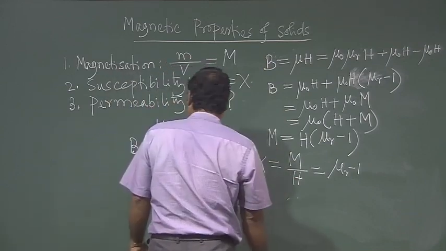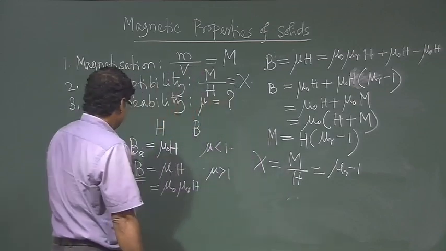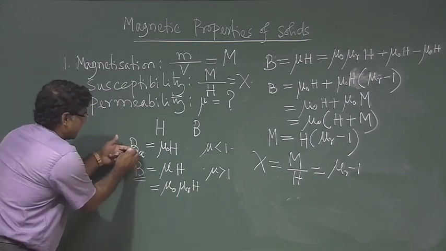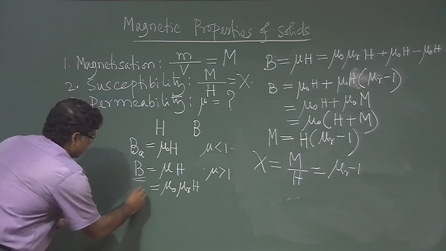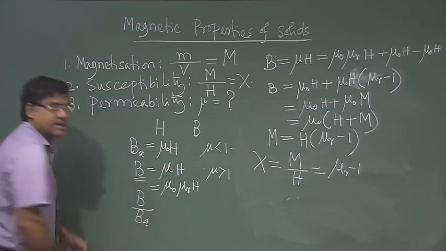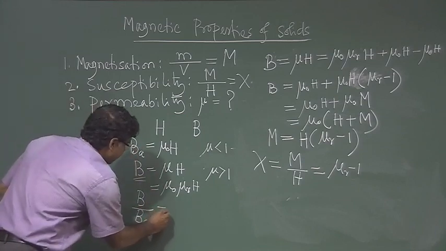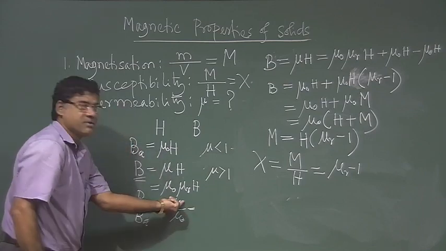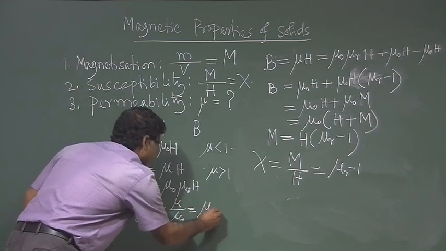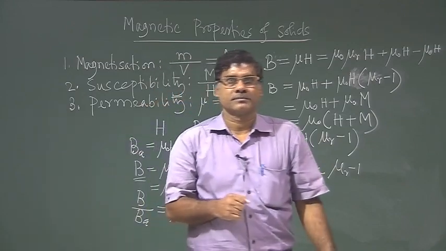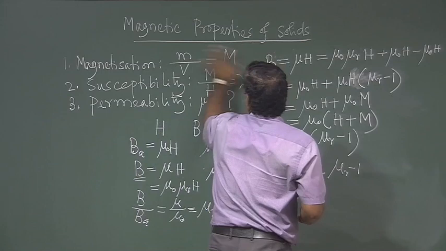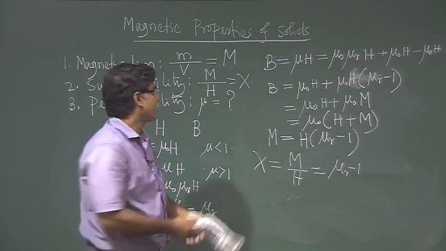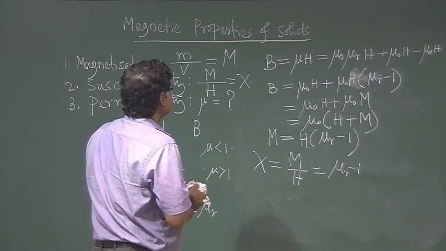So, from here you can also see that in presence of magnetic field, I can write B by B A, right, B by B A equal to mu by mu 0, equal to mu r, okay. So, these are the relations of these magnetic parameters, okay. These are very useful for studying the magnetic property of solids, okay.